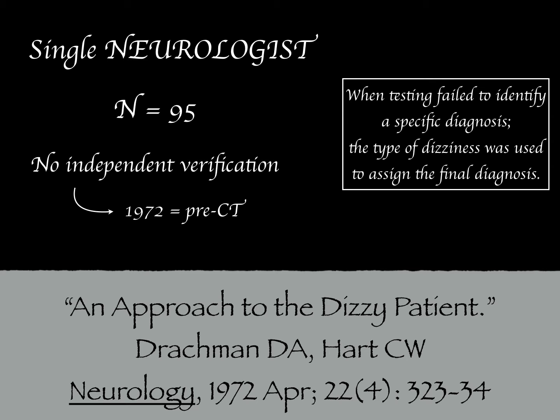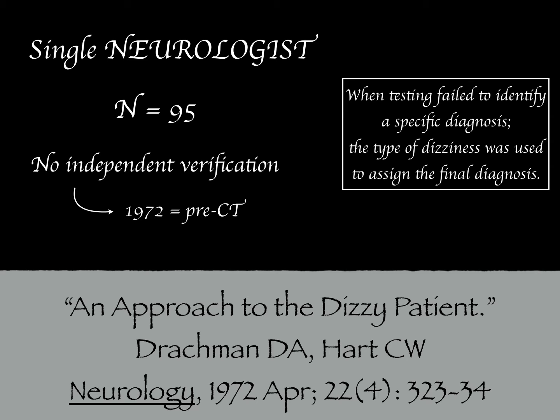Furthermore, he was a neurologist. So if you're not a neurologist, this doesn't necessarily apply to you. It was done in 1972, so this was before the CT scanner was available. They had skull x-rays, but clearly this is going to miss nearly all strokes. Okay, the total number of patients was 95. So in the very best scenario, he had about 24 patients in each of his 4 groups. And this is unlikely. It was probably more varied than that.